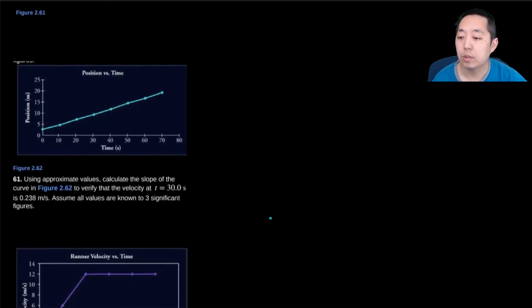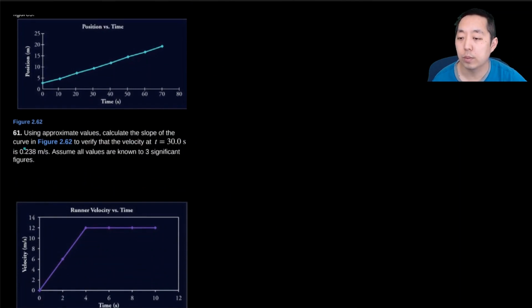Okay, so then using approximate values, calculate the slope of the curve in this figure and verify that the velocity is given. So here again is a position versus time, and at 30 seconds we're going to estimate the slope like here through this here. And so estimating that slope is just to say, well, let's say this is a line. We'll say at 40 we're at like 12, so this is 40, 12. And then the point here might be 20 and like 7.5.